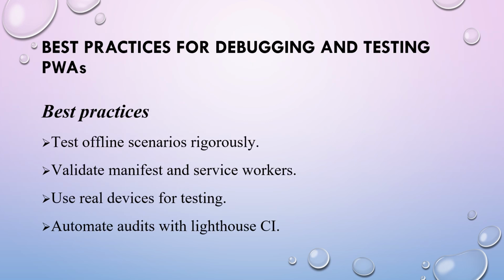To debug and test PWAs effectively, follow these best practices. Test offline scenarios thoroughly to ensure your app works seamlessly without an internet connection. Validate your manifest and service workers to guarantee compliance with PWA standards. Use real devices for testing, as emulators may not capture all edge cases. Automate audits with tools like Lighthouse CI to identify issues during the development pipeline. These practices help ensure your PWA delivers a consistent and reliable experience.